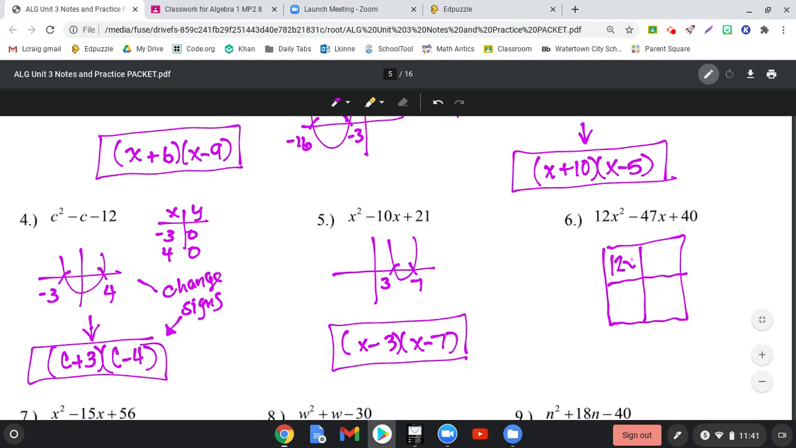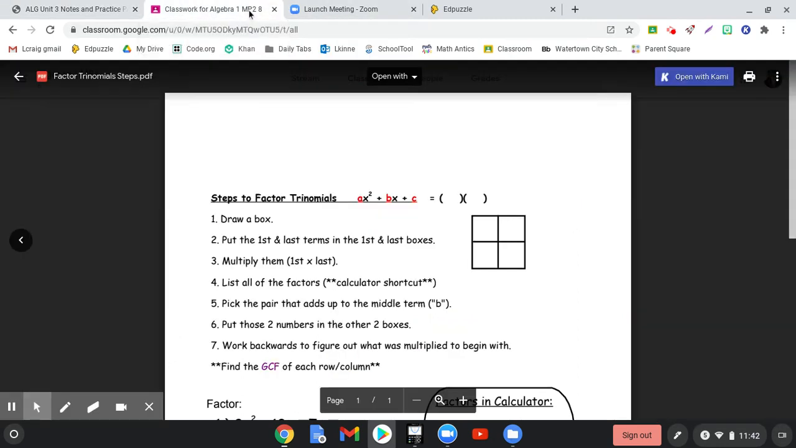First term, last term, positive 40, and we multiply them. 12 times 40, you can do it right in your calculator. And we're going to get 480. That's a big number. Now, again, you could try and list all the factors that multiply to give you 480. But let's go to our calculator steps to find those factors. And again, you've got your notes to use.